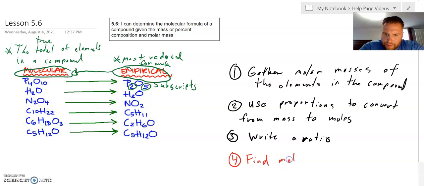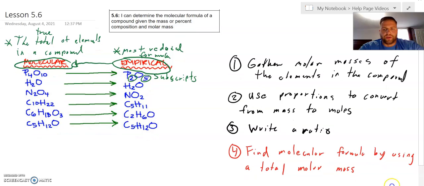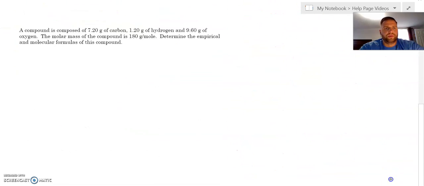Step 4: find the molecular formula by using a total molar mass. So again, these 3 steps we've done in video 5.4. There's a final step here to take care of at the end. This would be a good time to pause the video and to write down these steps for yourself. And if you've done that, what you can do now is roll down to the example problem.